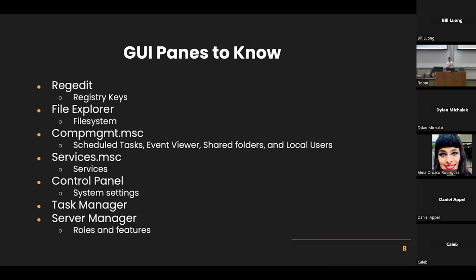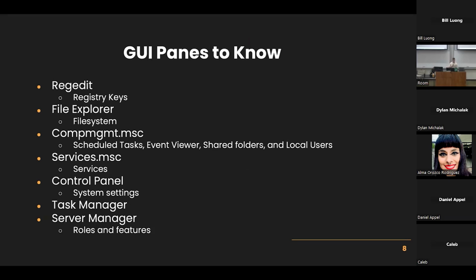So some GUI panes we're going to be talking about that are really important to you. Regedit is where all the registry keys in Windows are accessible and located. We'll get to that later. File Explorer, you probably know what this is, but we'll talk a little bit more in depth about the file system. Computer Management or compmgmt.msc has a lot of important information like scheduled tasks, Event Viewer, shared folders, so like SMB shares, and local users.